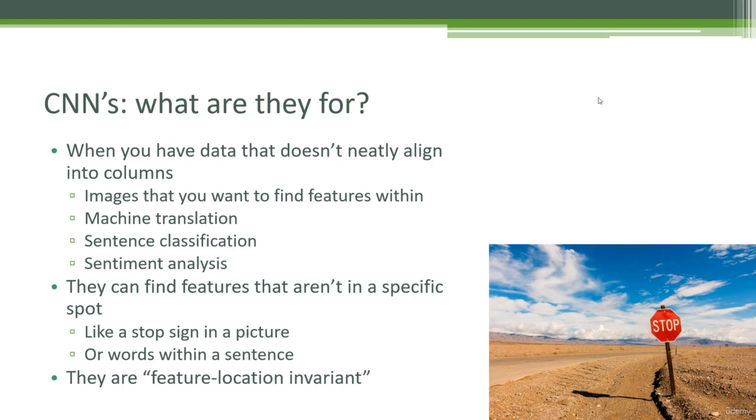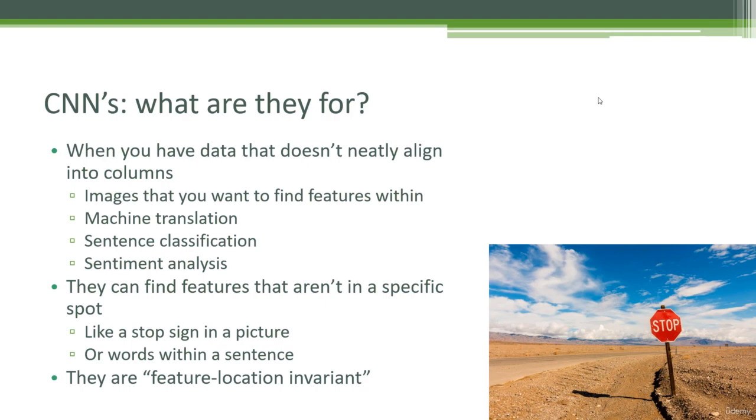Now, it's not just limited to image analysis. It can also be used for any sort of problem where you don't know where the features you are looking for might be located within your data. And machine translation or natural language processing tasks come to mind for that. You don't necessarily know where the noun or the verb or a phrase that you care about might be in some paragraph or sentence that you're analyzing, but a CNN can find it and pick it out for you.